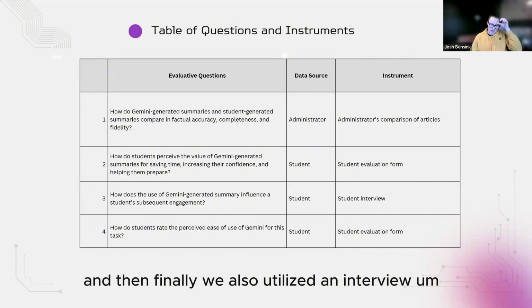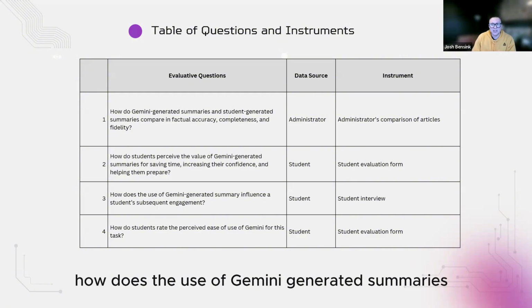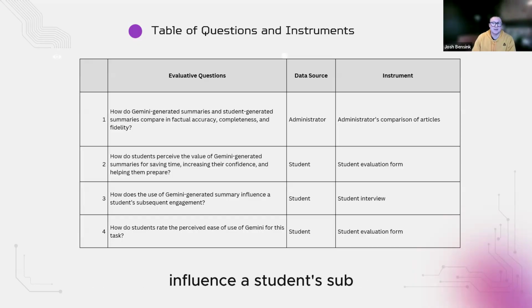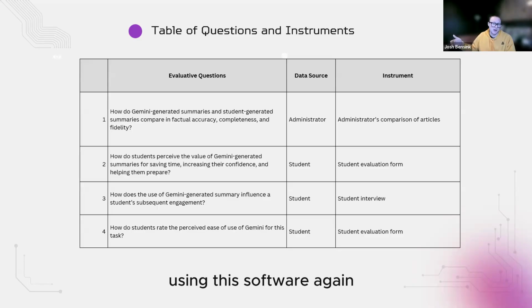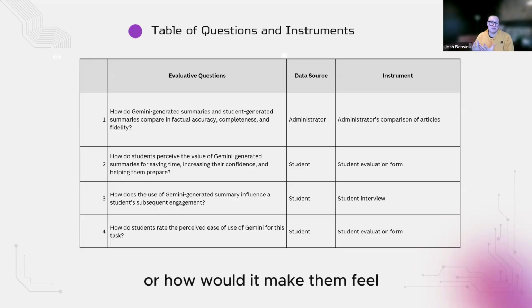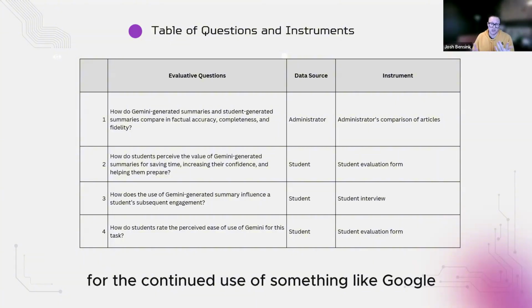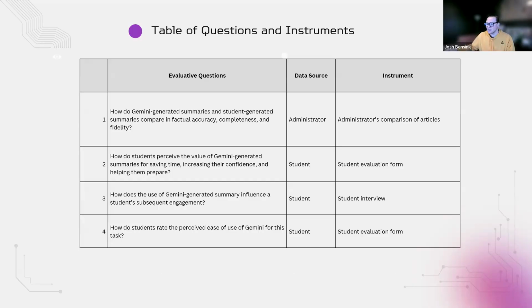And then finally, we also utilized an interview to specifically answer the question, how does the use of Gemini generated summaries influence a student's subsequent engagement? So pretty much, would this allow a student to feel confident using this software again? Would it turn them away from it to find another source? Or how would it make them feel? Kind of an open-ended question for the continued use of something like Google Gemini or another large language model.